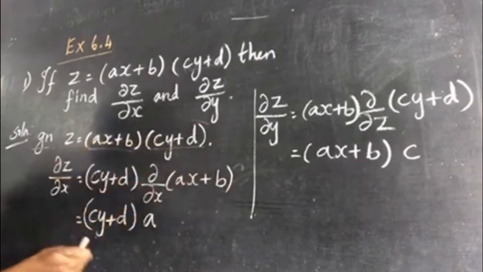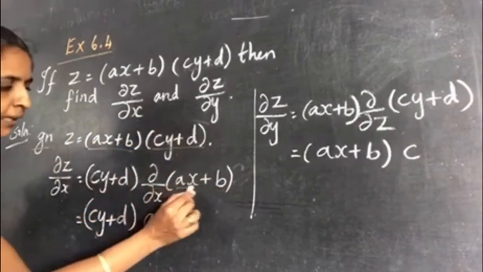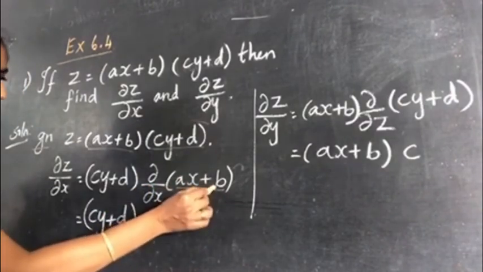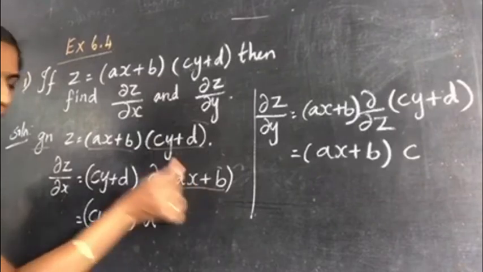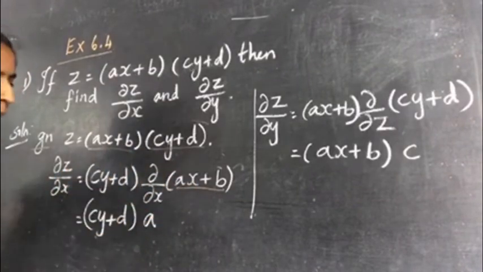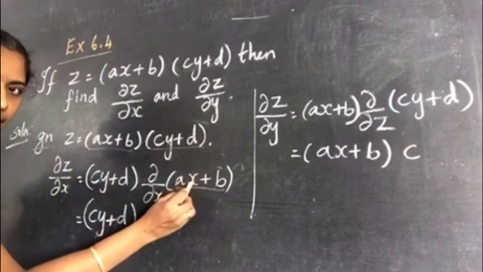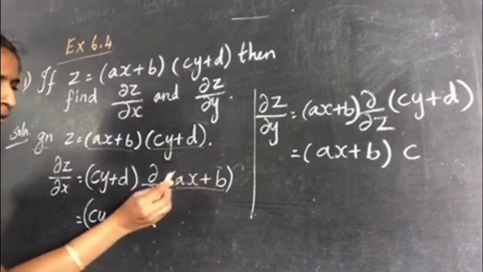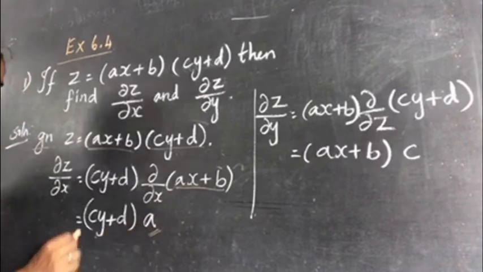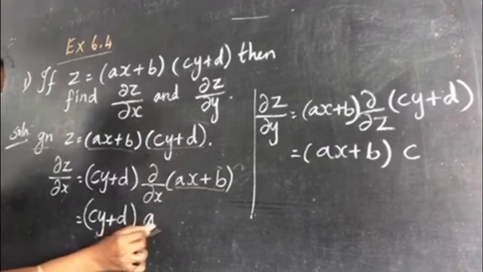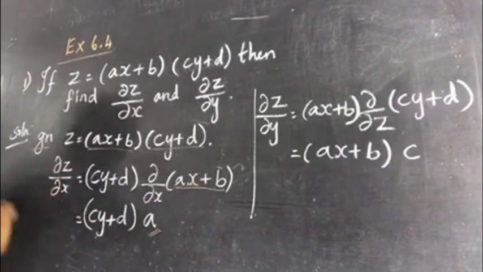We need to differentiate it. While differentiating ax plus b, b is a constant term. So, while differentiating, this will become 0. While differentiating ax, what's the differentiation of x? It is 1. So, differentiation of ax plus b is simply a alone. So, cy plus d into a is dou z by dou x.